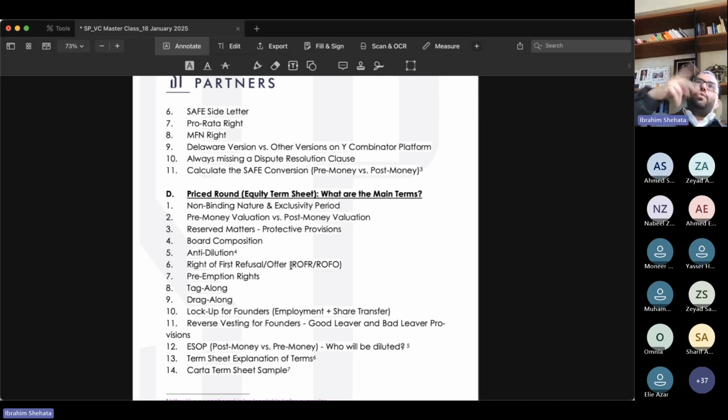Drag along is the other way around. So we have someone who wants to buy 100% of the shares, and we own only 60 or 70%. So we want to oblige the minority to come with us. So that's the drag along. The tag along is for the minority to oblige the majority to let them join. Drag along is the flip side of it, where the majority obliges the minority to join them in the transaction.